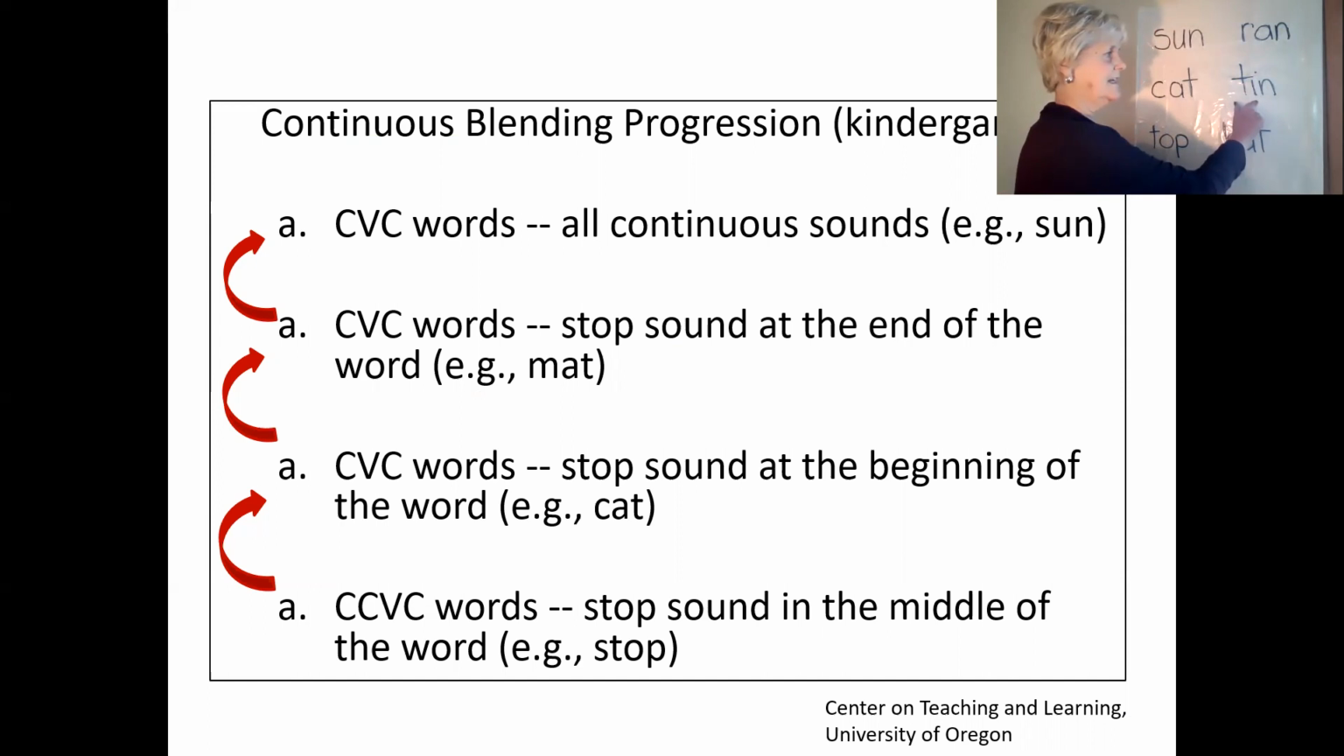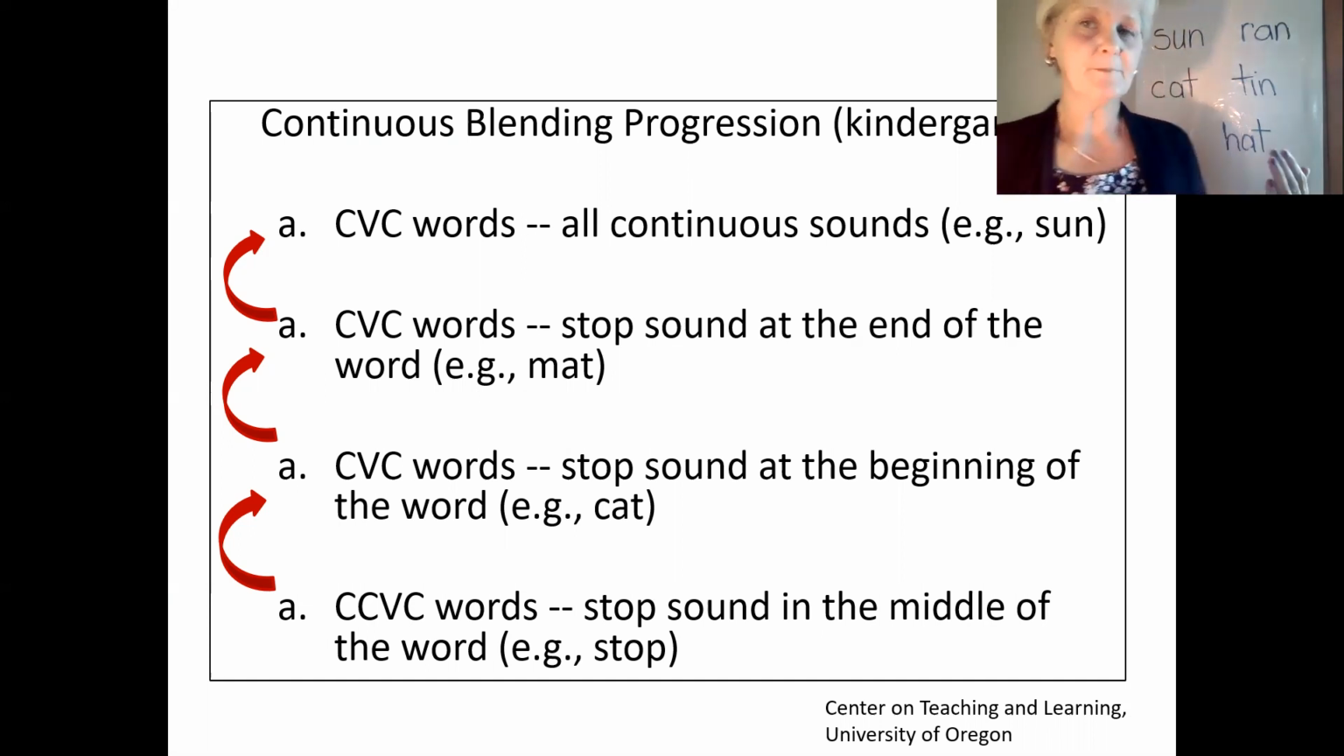Blend, tin, word, tin, okay? And then finally, again, when you have two stop sounds at the end, you quickly get to the vowel and hop off, quickly get to the vowel and hop off. So that is the progression.